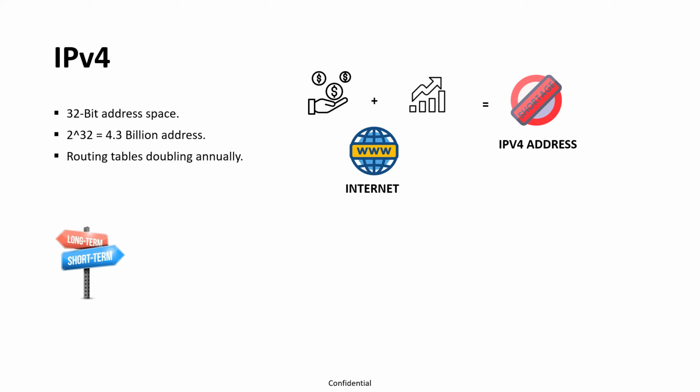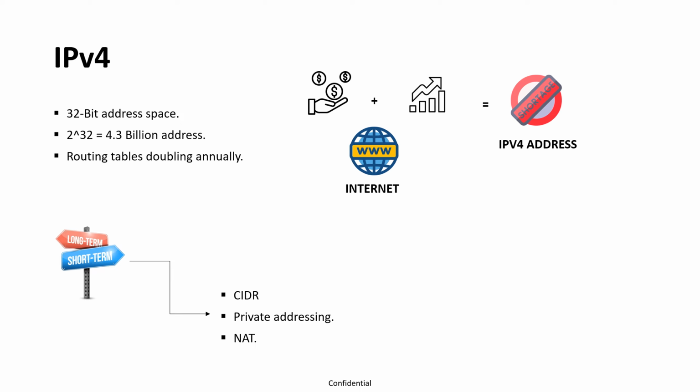Several long-term and short-term solutions were created. The short-term solution included CIDR, private addressing, and NAT. CIDR, also known as classless interdomain routing, helps reduce the size of routing tables by aggregating routes, and allows an ISP to reduce the wastage of IP addresses by assigning a company a subset of a network number rather than an entire network. Whereas a private address is intended for internal use, like within a home or organization, and can be freely used by anyone.